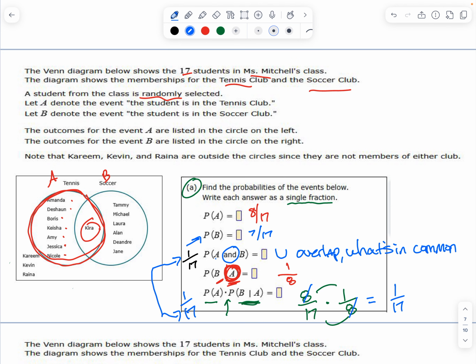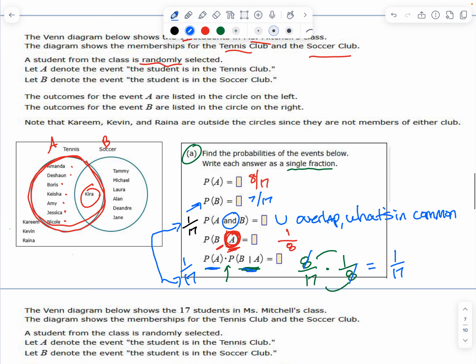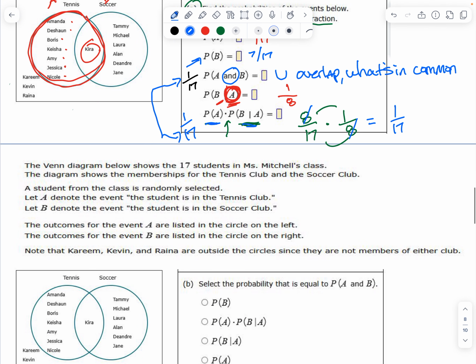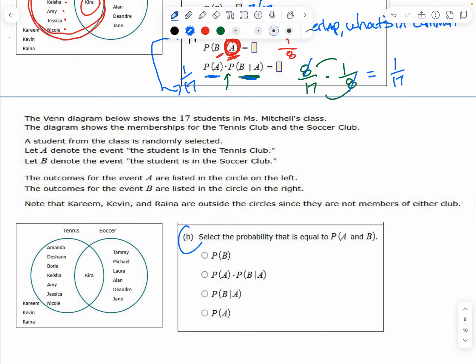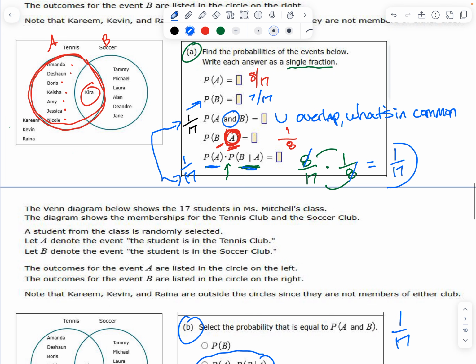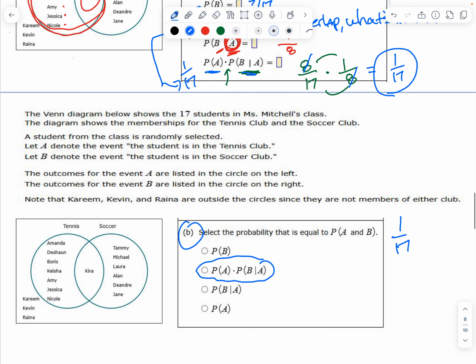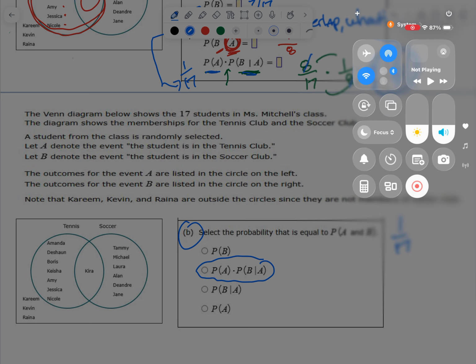Okay, so maybe we can make a connection here. When you're asked to find the probability of A and B, that's the same as the probability of A times the probability of B given A's occurred. And that may help us out here on our last particular problem, B. So select the probability that is equal to the probability of A and B, which was 1/17. Well, we know it's this guy right here because we just calculated that right here. All right, hope this was helpful to you. I'll see you in the next video.